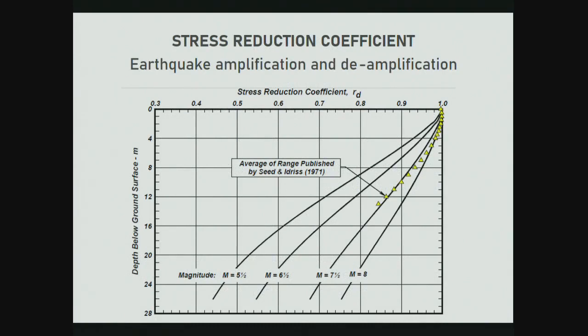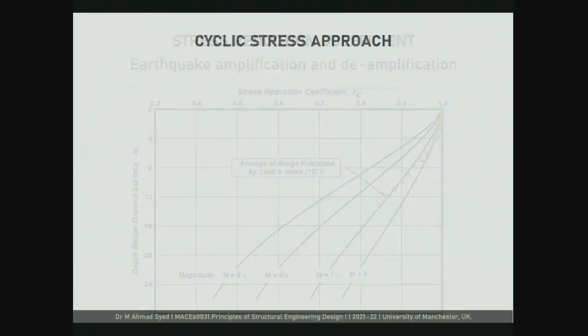And obviously, as you can imagine, this also should vary with earthquake magnitude. So you have different earthquake magnitudes: 5.5, 6.5, 7.5 and 8. And if you have any other earthquake, you can linearly interpolate or extrapolate if required. So it takes into account amplification and de-amplification effects of the earthquake.